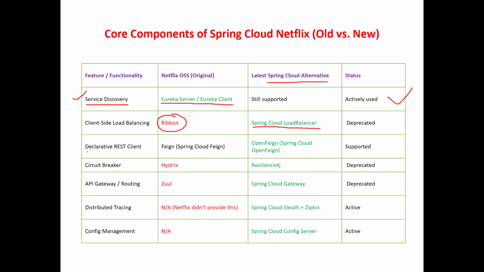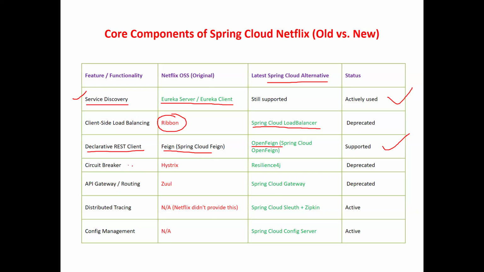Now, for a declarative REST client to communicate between services, we use Feign client, which is OpenFeign. It is still a supported library. For communication between our services, we use OpenFeign. In monolithic or microservices, we still use RestTemplate also for communication. I will explain both here.